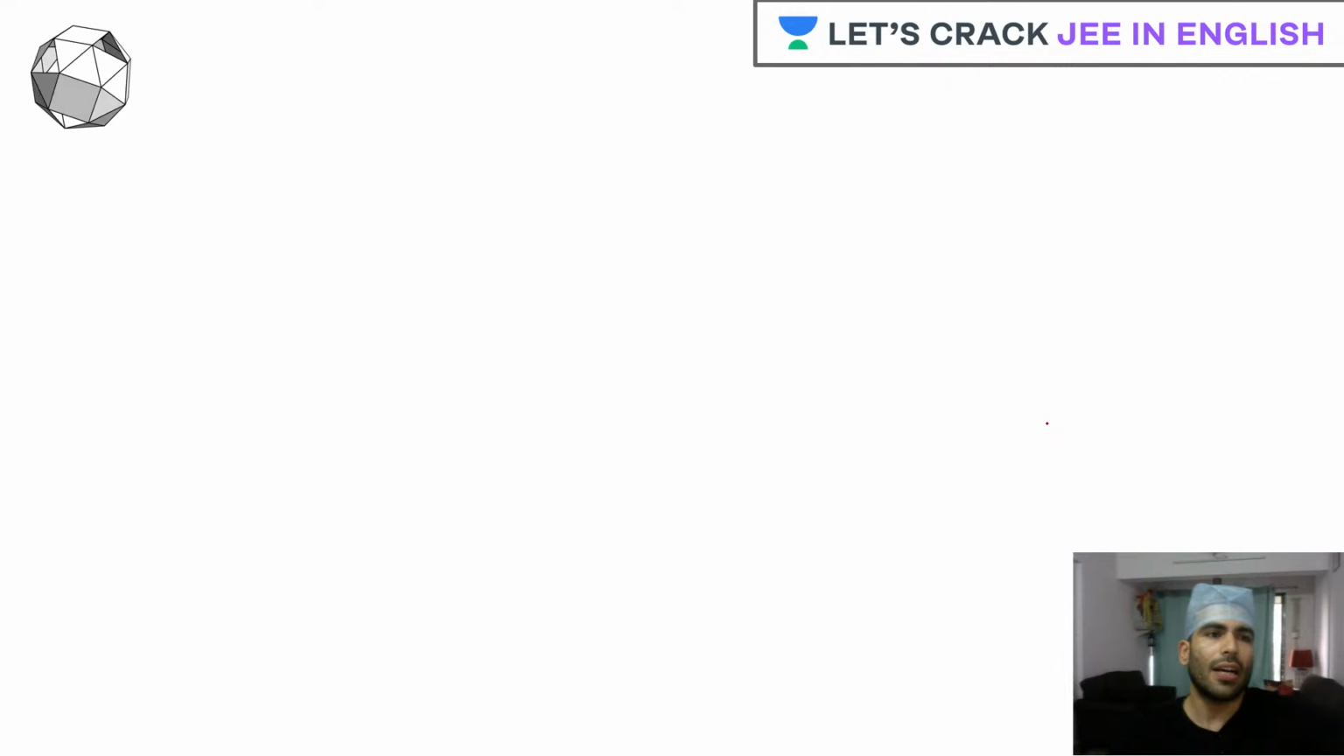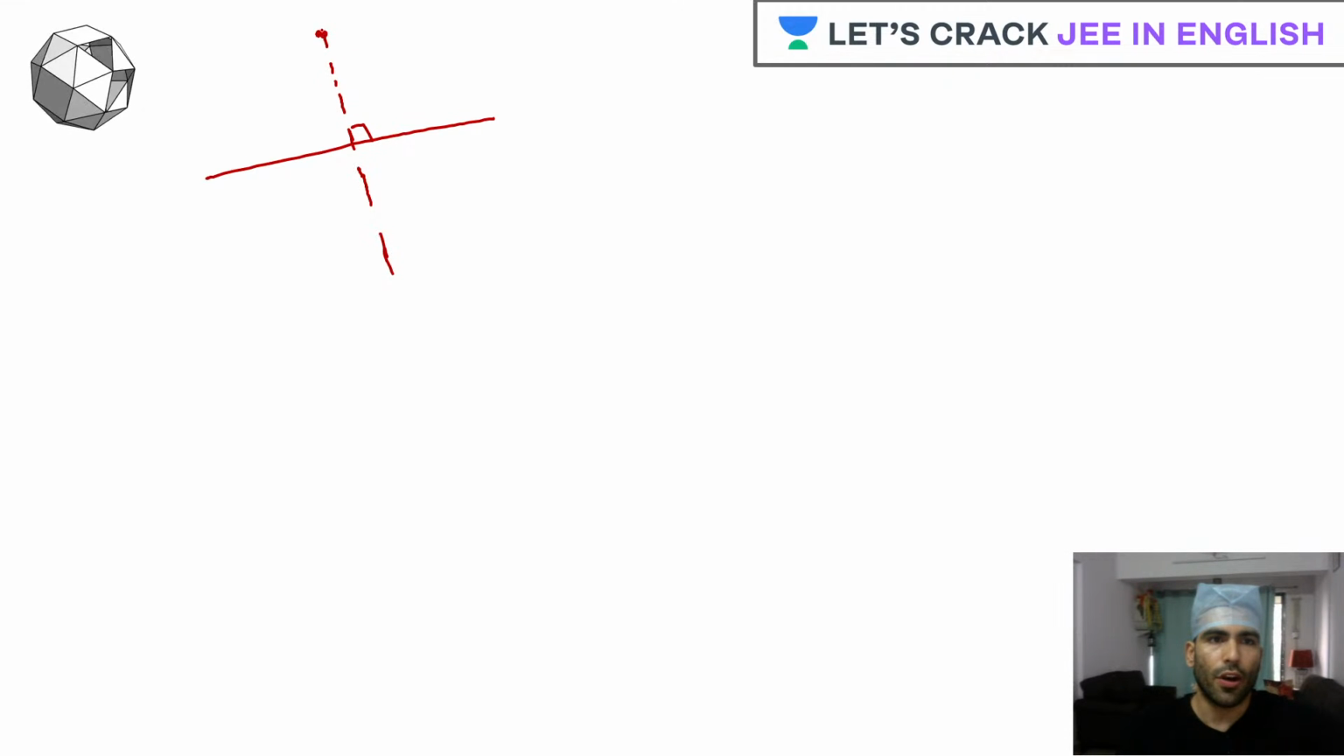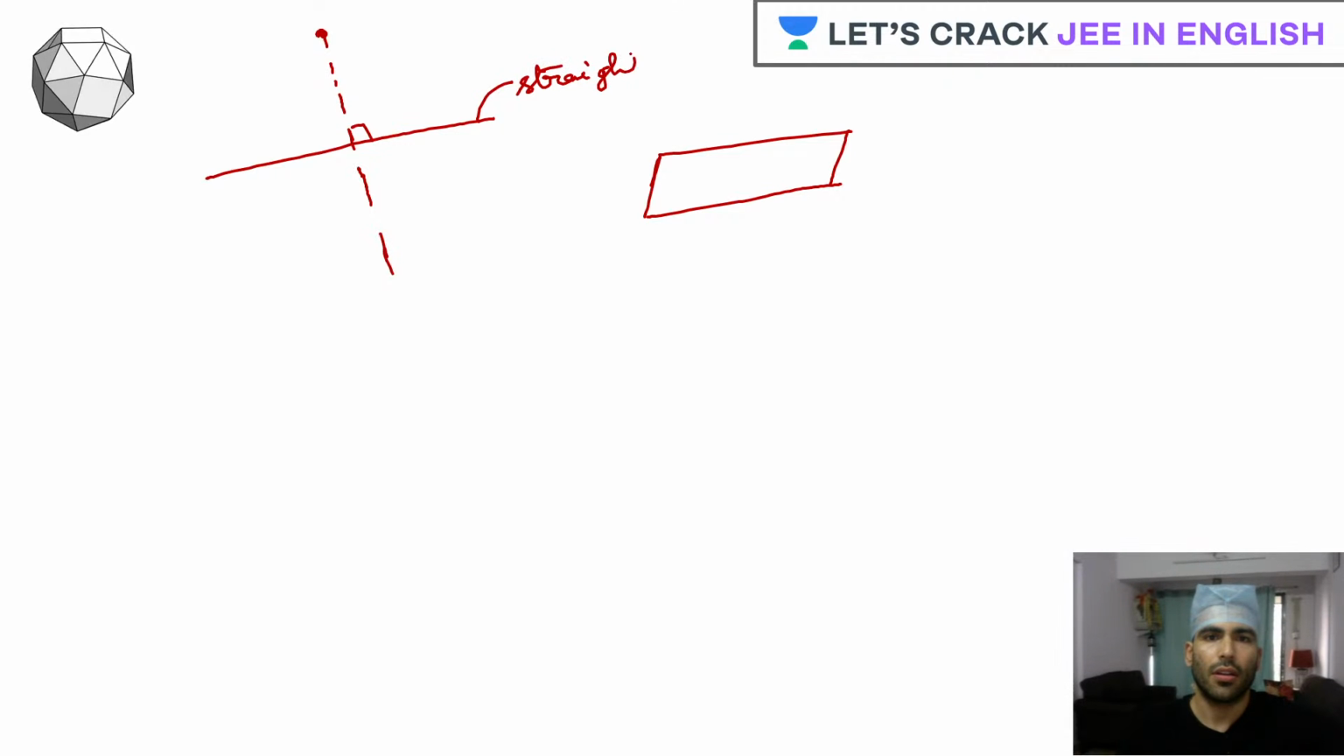Now let's start our tip of the day. Now what is that tip of the day? So my tip is, whenever you need to find an image, or you can say foot of the perpendicular, image or foot of the perpendicular of a point in a mirror or in a plane. Now when I say mirror or a plane, this is a straight line. So a straight line, or you can say mirror or a plane.